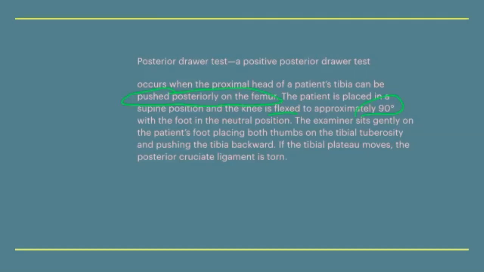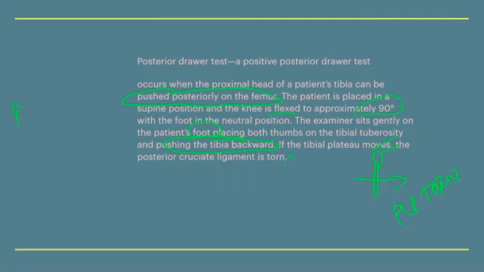The patient is placed in supine position and the knee is flexed. The examiner sits gently on the patient's foot, that means stabilizing the foot, and pushes the tibia backward. If the tibial plateau moves, the posterior cruciate ligament is torn. So if the tibia moves like this, then a PCL tear has occurred, right?